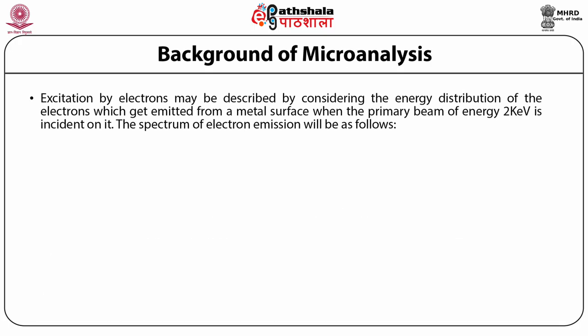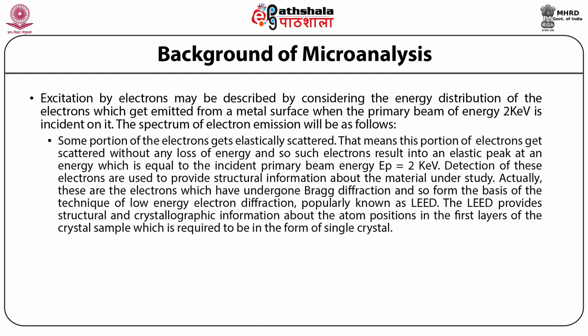Excitation by electrons may be described by considering the energy distribution of the electrons which get emitted from a metal surface when the primary beam of energy 2 keV is incident on it. The spectrum of electron emission will be as follows. Some portion of the electrons gets elastically scattered. That means this portion of electrons gets scattered without any loss of energy. And so, such electrons result in an elastic peak at an energy equal to the incident primary beam energy E P equal to 2 keV.